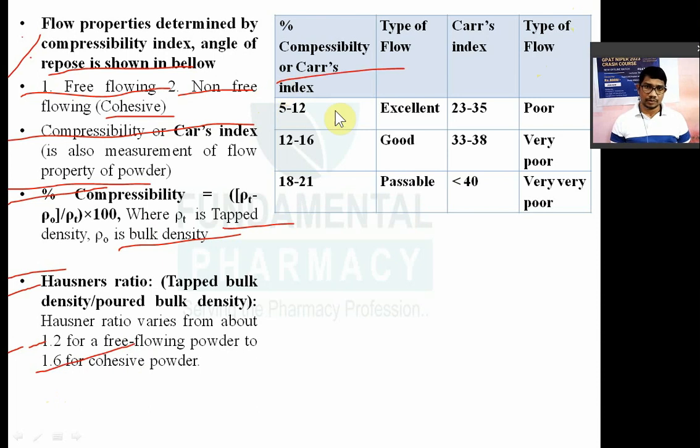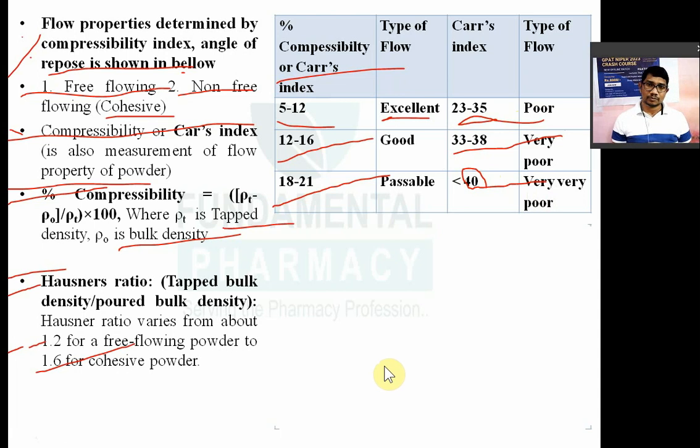Now Carr's index of powder: if it is 5 to 12, then the powder is excellent flowing. If Carr's index of powder is 12 to 16, it is a good flow. If it is between 18 to 21, it is passable. If Carr's index of powder is between 23 to 35, it is a poor flow. If it is 33 to 38, very poor flow. If it is more than 40, it is very poor or cohesive powder. Carr's index.